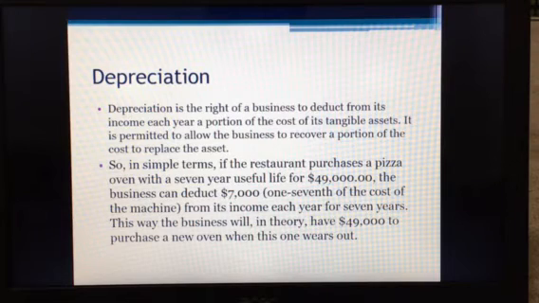So, in simple terms, if a restaurant purchases a pizza oven with a 7-year useful life for $49,000, the business can deduct $7,000 from its income each year for 7 years. This way, the business will, in theory, have $49,000 to purchase a new oven when the old one wears out.